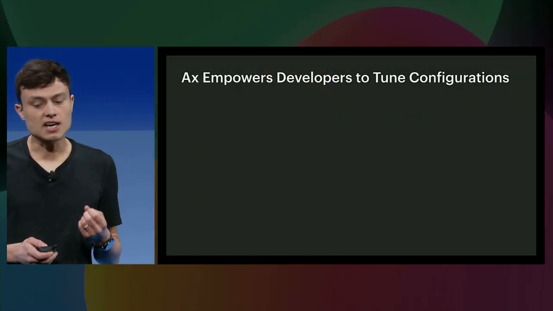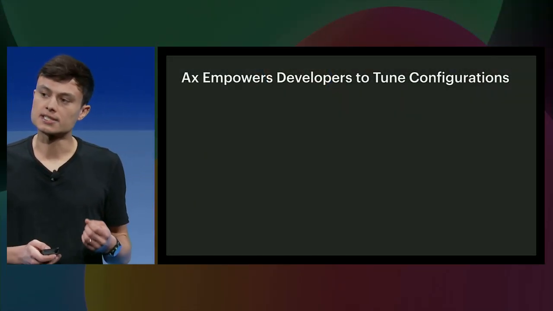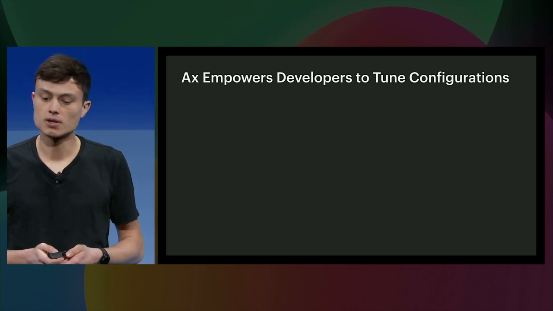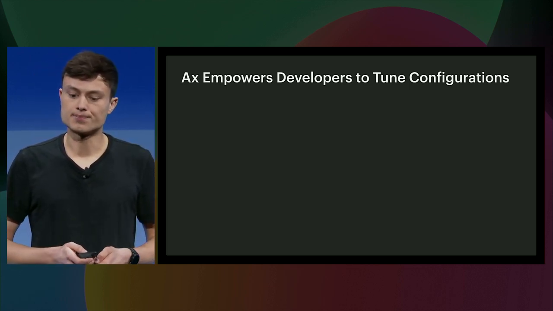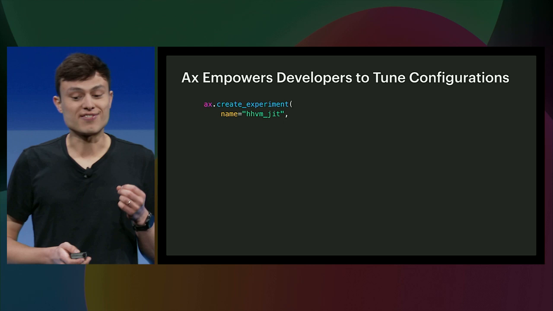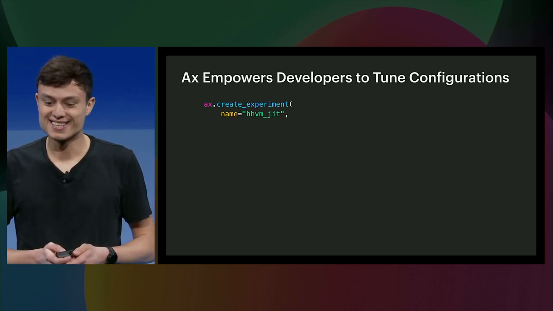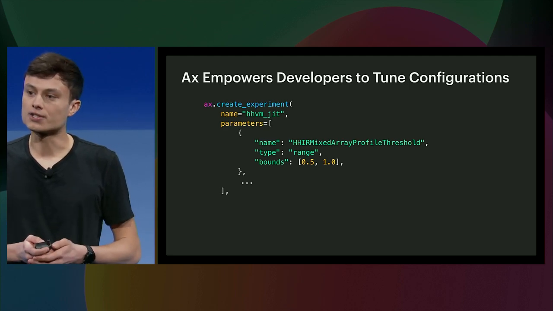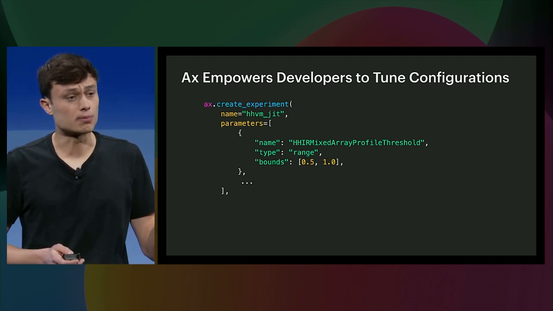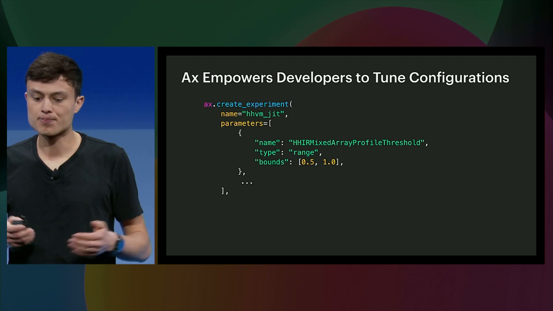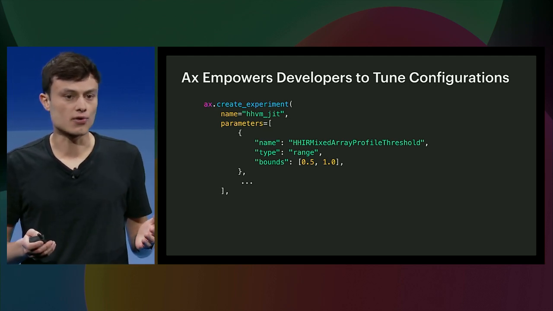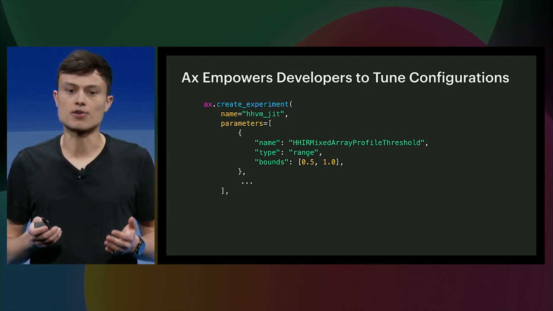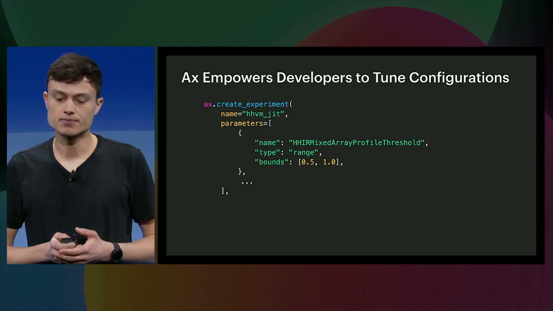We used Ax to tune this parameter, alongside six other parameters that control the just-in-time compiler's behavior. Here's how we set the problem up. We started by just defining the name of the experiment. Next, we define the parameter and the range of values that we want to consider, in this case, values between 0.5 and 1.0. While I'm showing you just a single parameter, we tuned all seven parameters simultaneously.